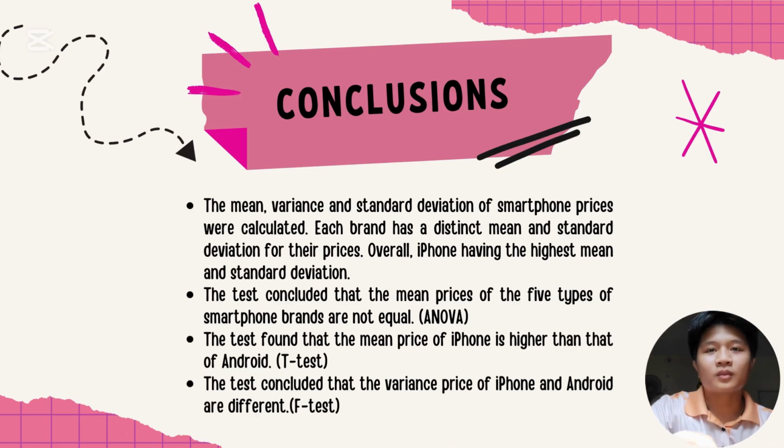To conclude our study, the mean, variance, and standard deviation of smartphone price were calculated. Each brand has a distinct mean and standard deviation for their price. Overall, iPhone has the highest mean and standard deviation. For the ANOVA, the test concluded that the mean price of 5 types of smartphone brands are not equal. For hypothesis of mean, the test found that the mean price of iPhone is higher than the mean price of Android. The last objective, the hypothesis of variance, the test concluded that the variance of price of iPhone and Android are different.